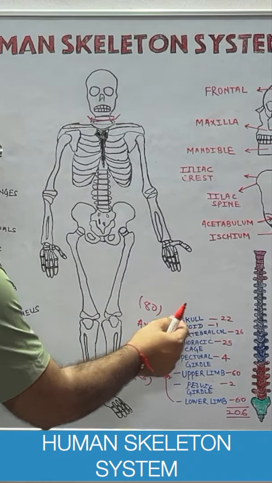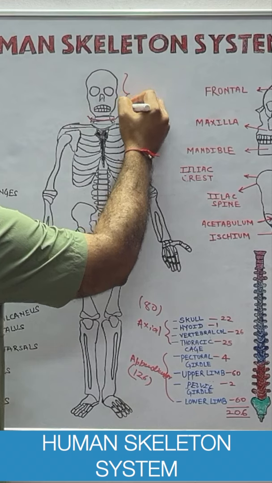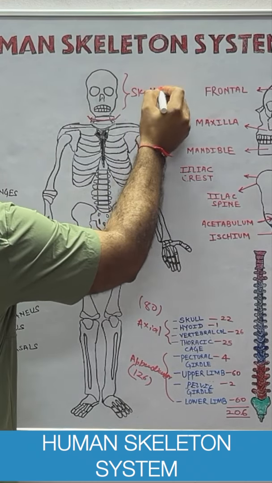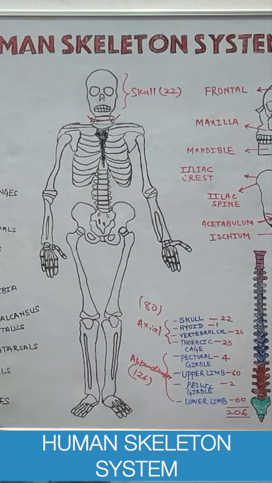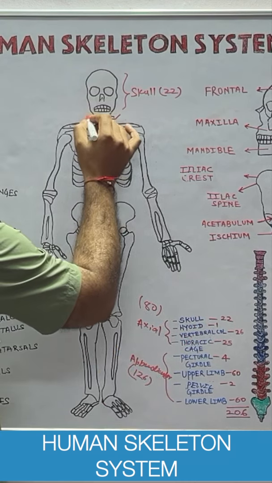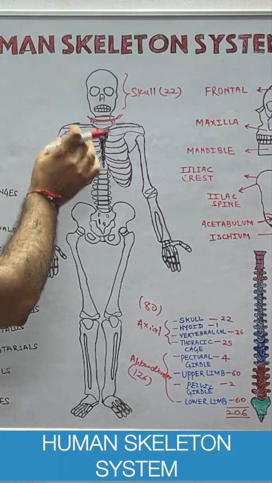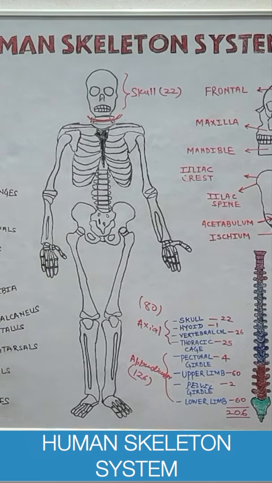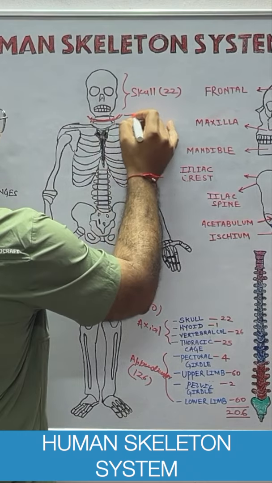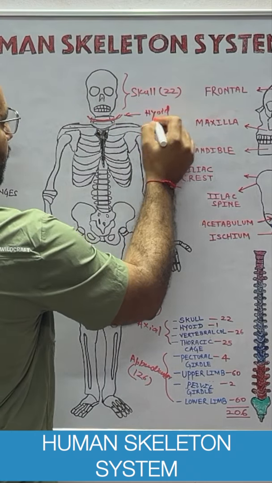In the axial skeleton, you have the skull, which consists of 22 bones. Then you have the hyoid bone, which is a single bone present at your neck. This bone is not attached to any other bones of the skeletal system, so it is the only floating bone in the human skeletal system, and it helps in swallowing of the food. When you swallow your food, this bone basically moves up and down. So this is a single bone known as the hyoid bone.